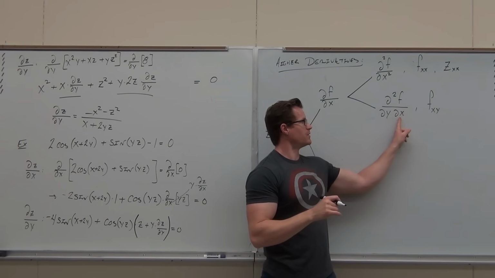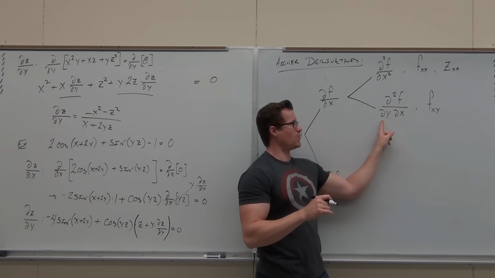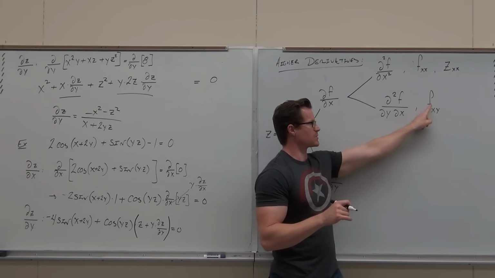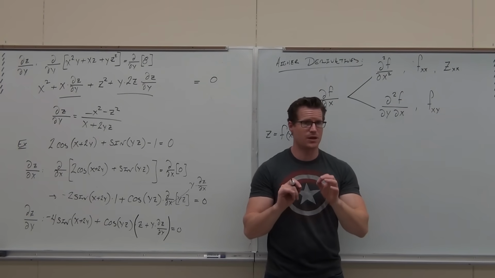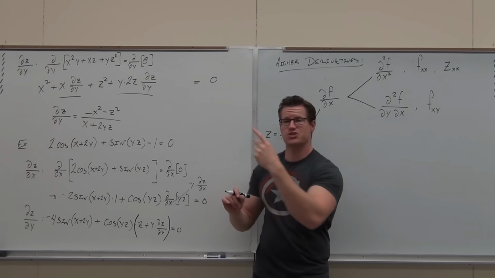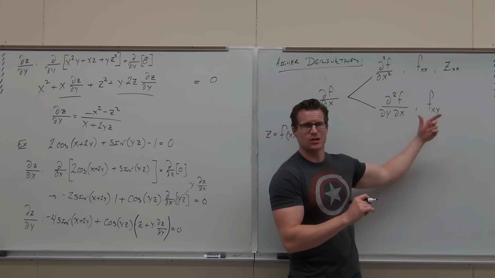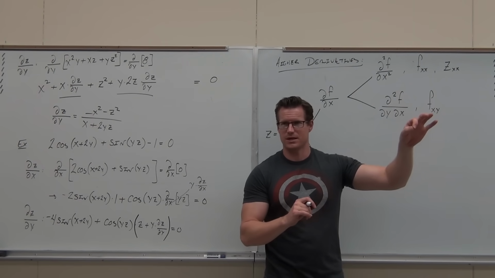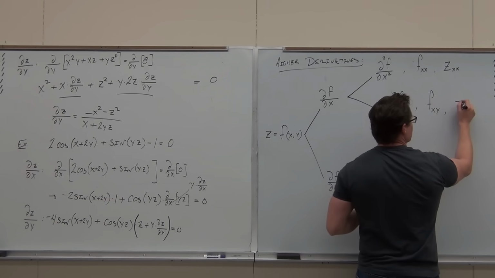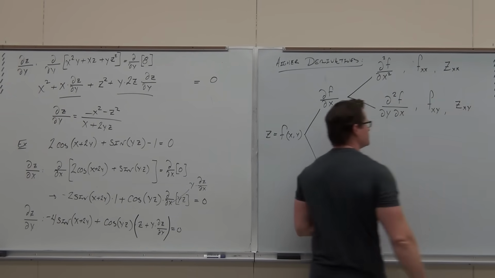This is partial of f with respect to x, then y. This is partial of f with respect to x and then y. They mean the same thing, but notice the little switcheroo. I showed you why this one is the way it is. This is a little bit nicer because it tells you in order. You guys get me on that one? Same thing here. You got z, x, y.